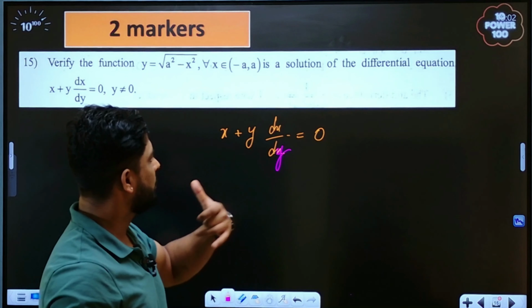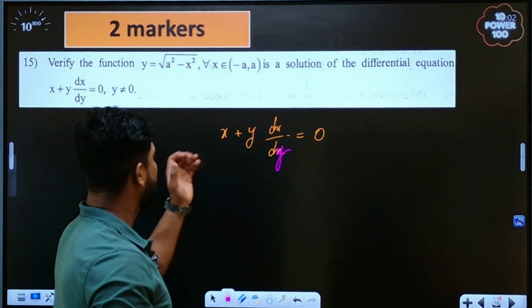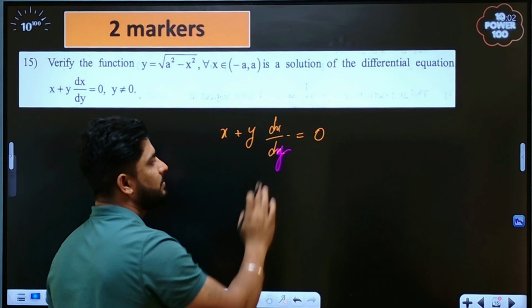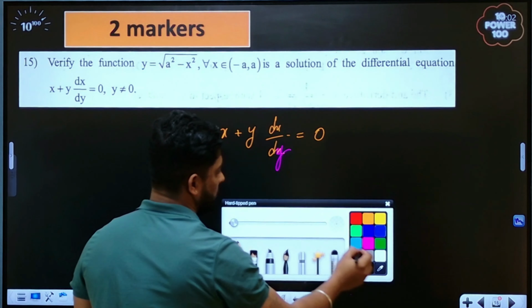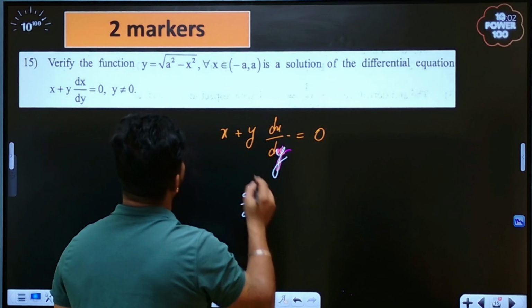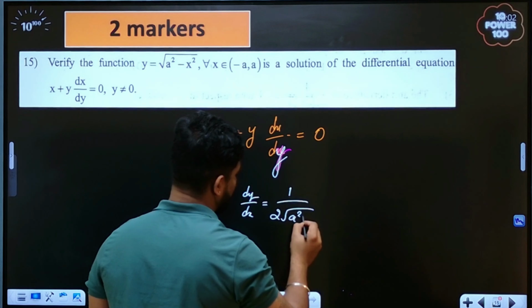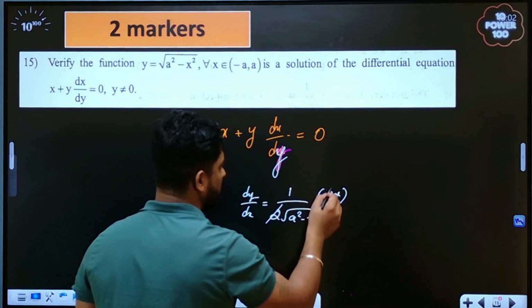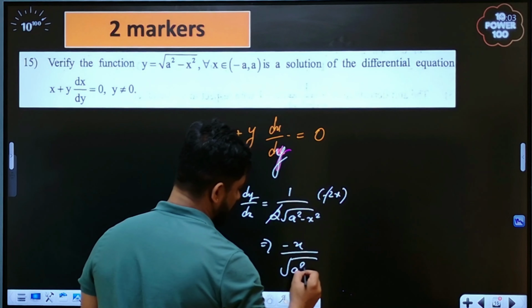Okay, so you will get exposure to different kinds of sums. The question is x plus y dy by dx, plus x plus y into dx by dy, is equal to 0. So let's find dy by dx for the given question. dy by dx is equal to 1 by 2 root of a square minus x square into minus 2x. The 2 and 2 cancel out, and you get minus x divided by root of a square minus x square.